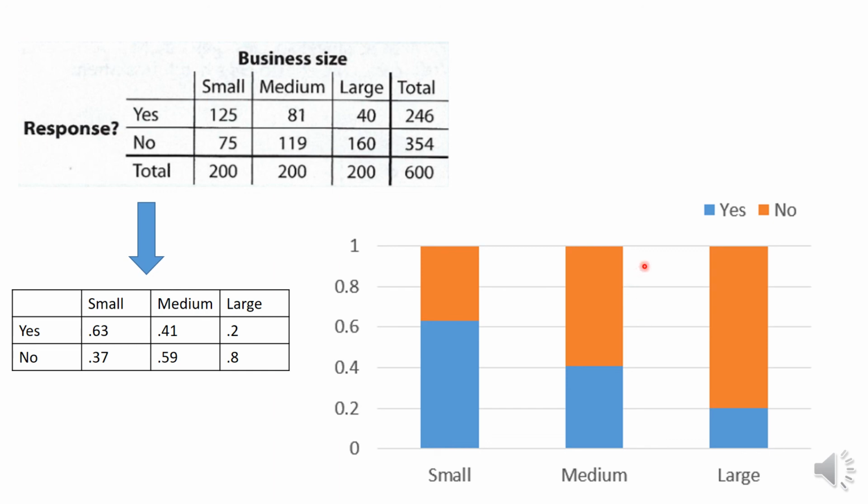So whenever these segmented bars don't all look identical, and these three segmented bars do not all look identical, you know there's an association between the two variables. And it's pretty clear here how we could describe that association. Smaller businesses tend to have a greater likelihood of responding to questionnaires. Larger businesses have a lesser likelihood of responding to questionnaires.